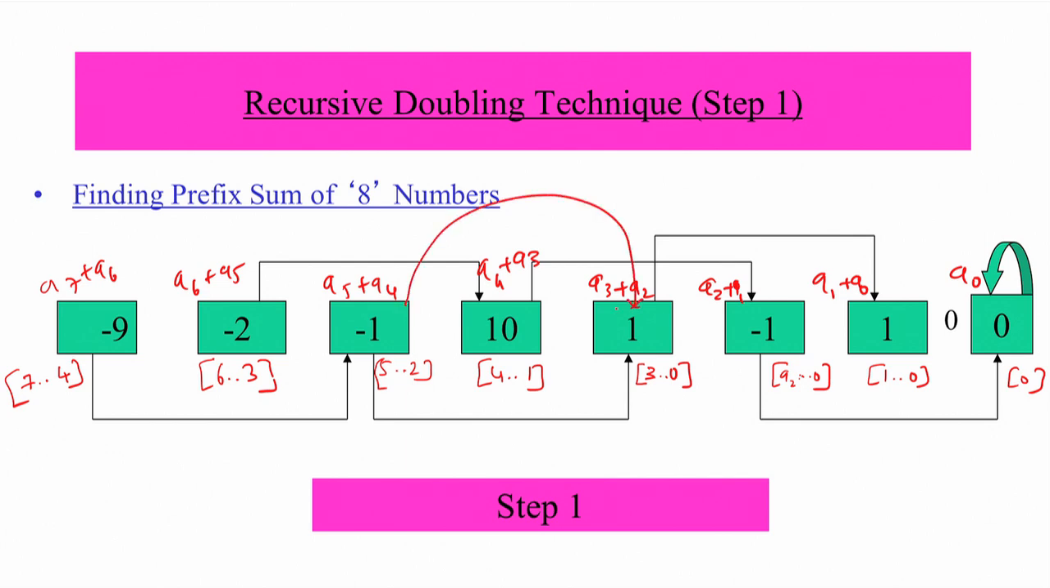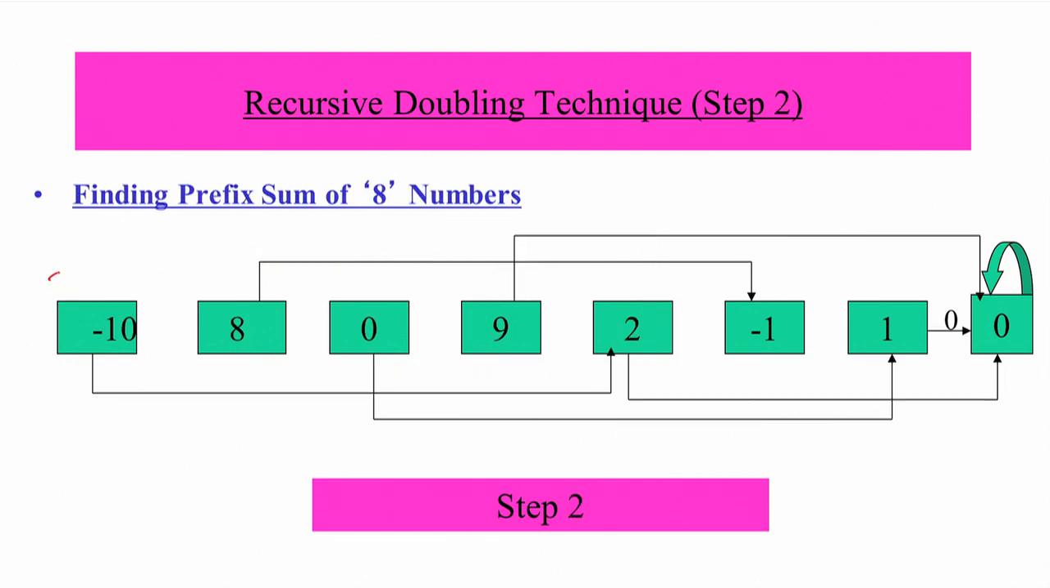At the end of step 2, what will happen? This now will store the values from A4 to A7, the sum of A4 to A7, and it will now point to what? Sorry. This will now point to the element storing 3 to 0, correct? You are able to follow this? Okay. So let us see what is happening at this end.